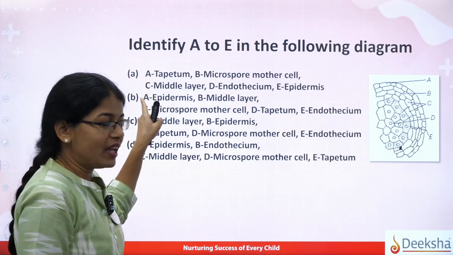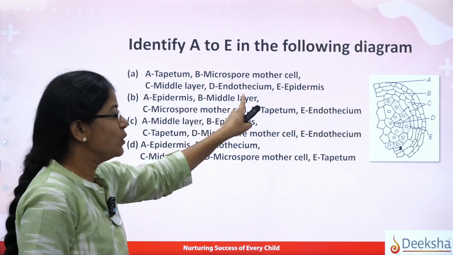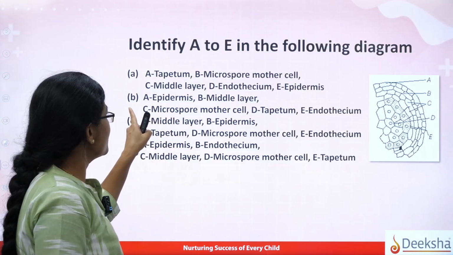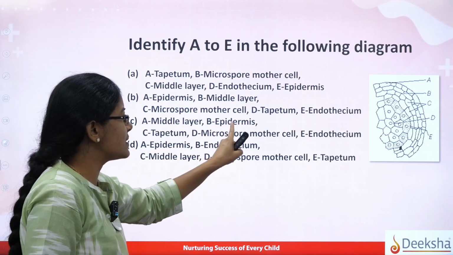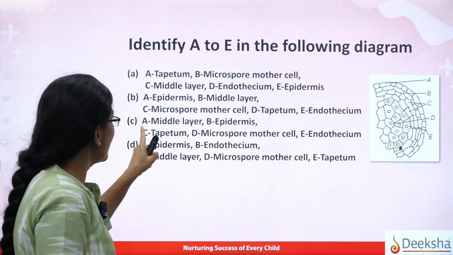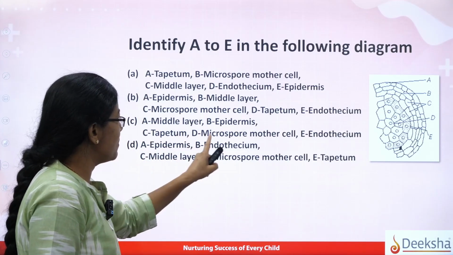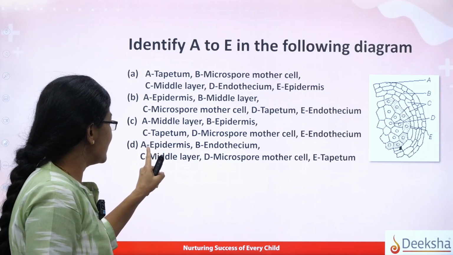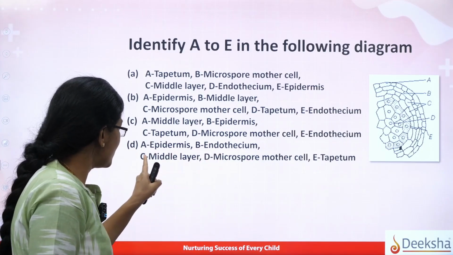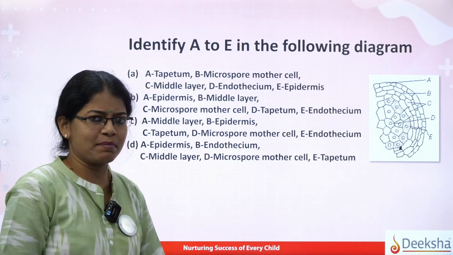Option A: tapetum, microspore mother cell, middle layer, endothecium, epidermis. Option B is A, epidermis, middle layer, microspore mother cell, tapetum, endothecium. Then option C is middle layer, epidermis, tapetum, microspore mother cell, endothecium. Then last option D, that is A, epidermis, B, endothecium, C, middle layer, D, microspore mother cell, and E, tapetum.